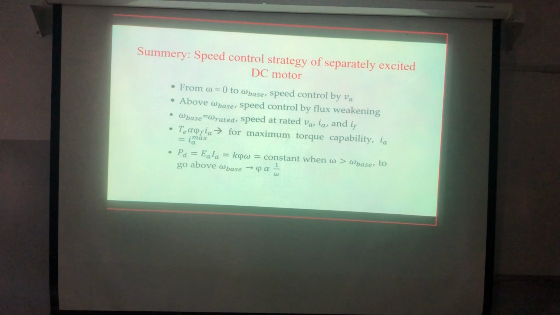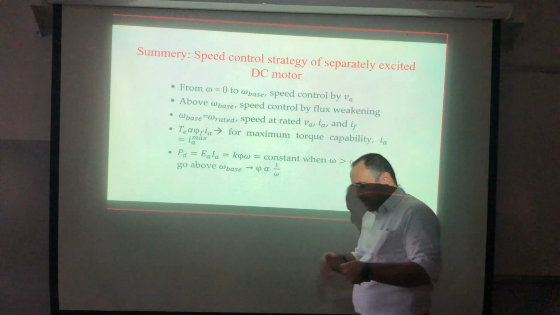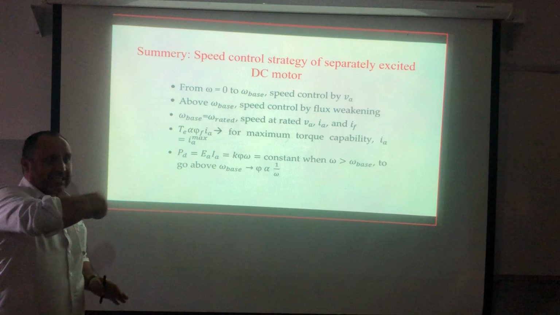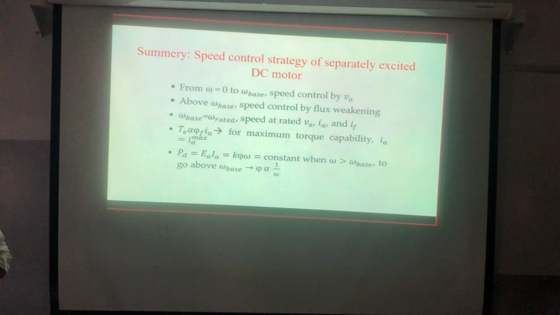So this is a summary regarding the strategy of the speed control, and let's assume that I will recall the separately excited machine. If I need to control the speed from 0 to the rated speed, or the base speed, I will do armature voltage control. Here I'm neglecting adding any external resistance to the armature, because either it will add losses, or in the end of the day it is simply adjusting the armature voltage, like a voltage divider.